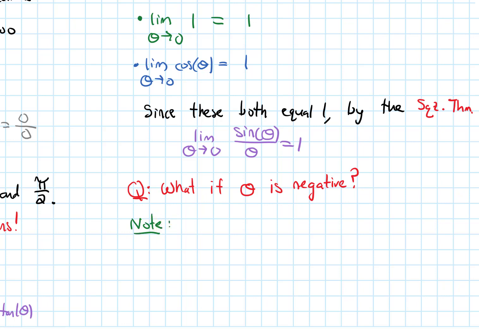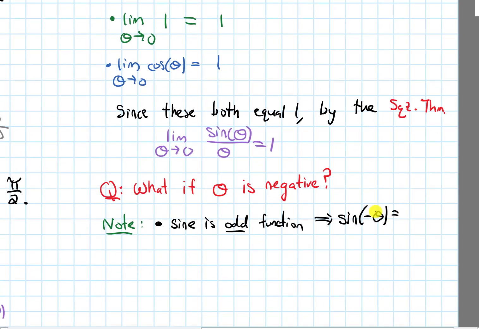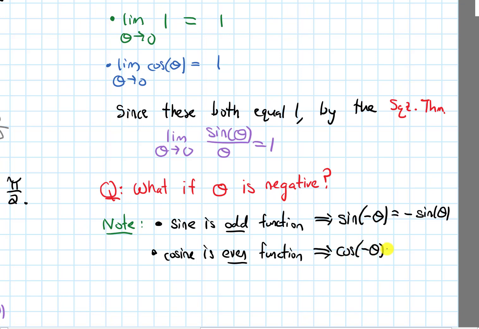So I want to note that sine is, this is in pre-calc review, an odd function. And with an odd function, when you plug in a negative theta or negative x into it, the negative can pop out, and then you get negative sine of theta. So that's a property of sine. And cosine is an even function. And that means if I take cosine of negative theta, it'll be the same thing as cosine of theta.